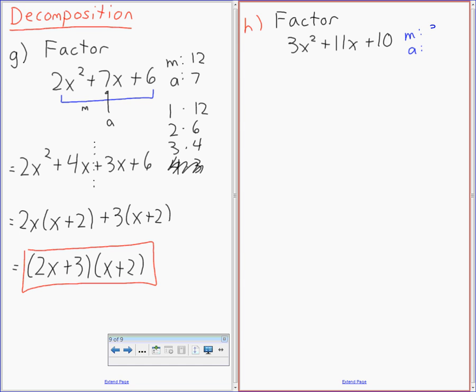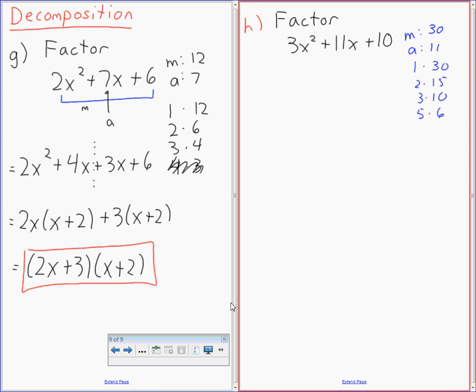Yeah, yeah. If you want to use sum and product, that's okay. To write this out, it's going to be 1 times 30, 2 times 15, 3 times 10, 4 doesn't work, 5 times 6. Okay, so those are all the options there. Jessica, which one of those works? 5 and 6, okay.